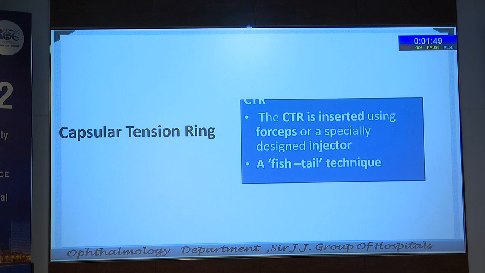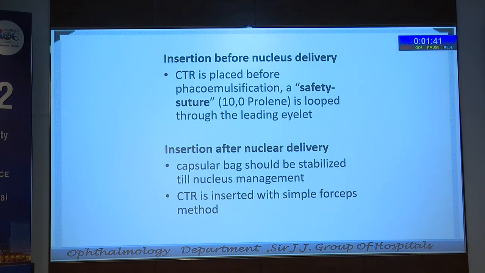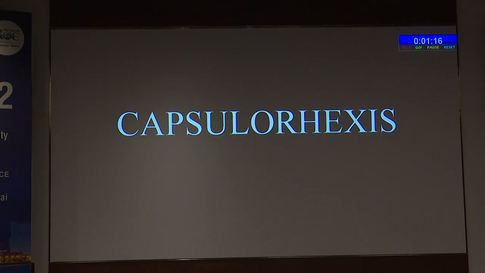Now the capsular tension ring is inserted using the forceps or a specially designed injector. A fishtail technique you can use there. Now, with insertion before nucleus delivery, a safety suture is placed before the phacoemulsification and looped through the leading eyelet. With insertion after the nucleus delivery, the capsular bag should be stabilized till the nucleus is managed, and the CTR is inserted with simple forceps and a simple technique. Now this is the capsular axis.